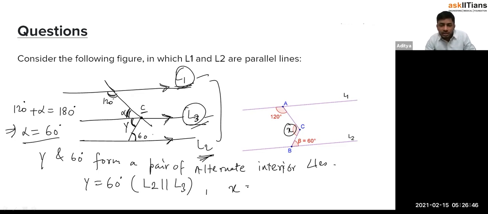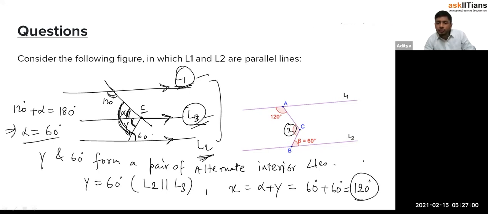X is clearly equal to alpha plus gamma, right? Because this angle plus this angle will give us this complete angle, correct? So that's why this comes out to be 60 degrees plus 60 degrees equal to 120 degrees, which is our final correct answer. Fine. So I hope this example is clear to everyone.